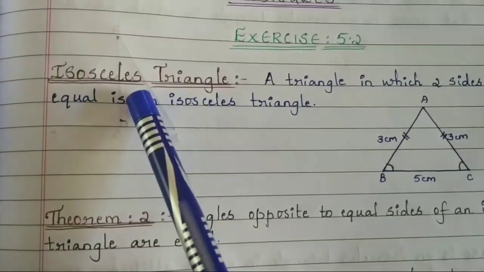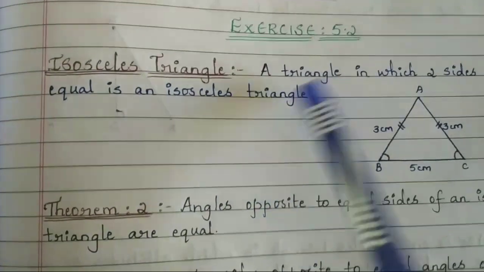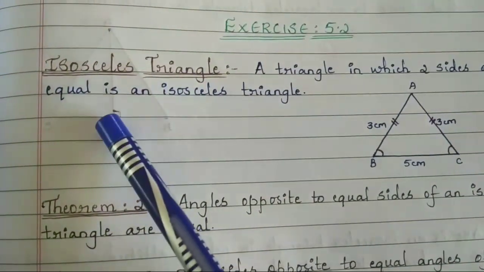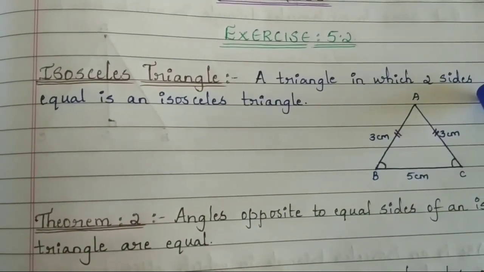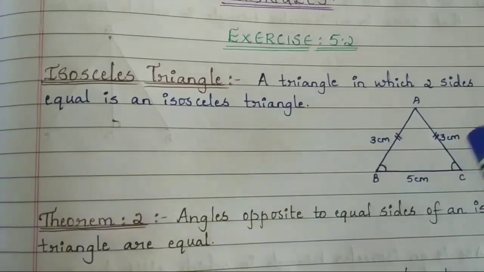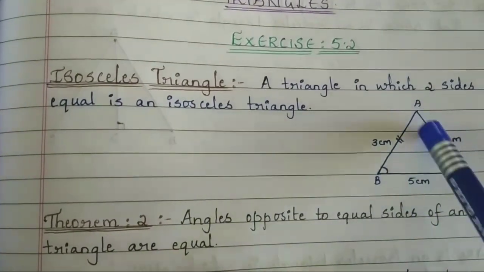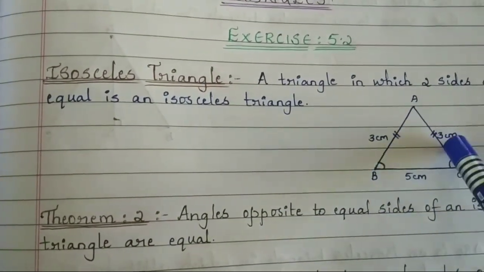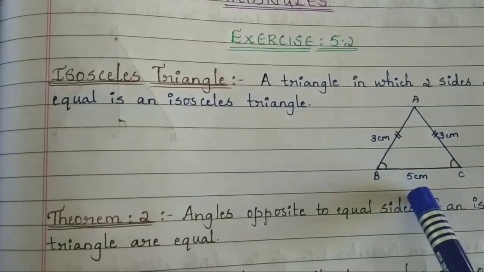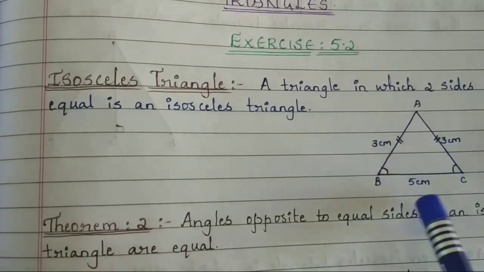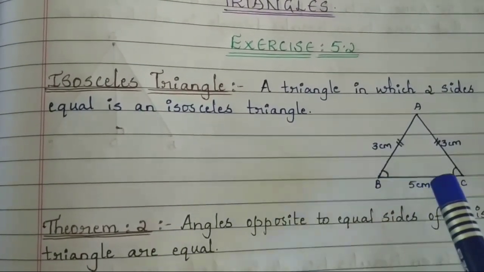The first thing you have to study here is the isosceles triangle. I hope you know what an isosceles triangle is. A triangle in which two sides are equal is known as an isosceles triangle. As you see in the diagram, AB is 3 centimeter as well as AC is 3 centimeter. Both sides are of equal length, and BC is 5 centimeter, which is greater than this. It means the two sides are equal and the third side is not equal.